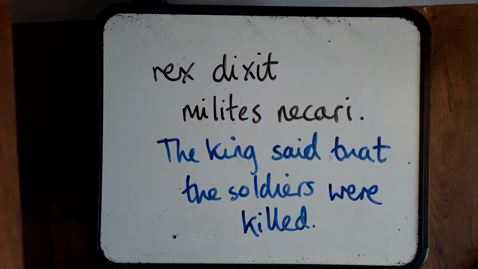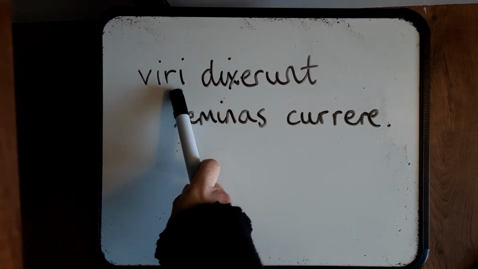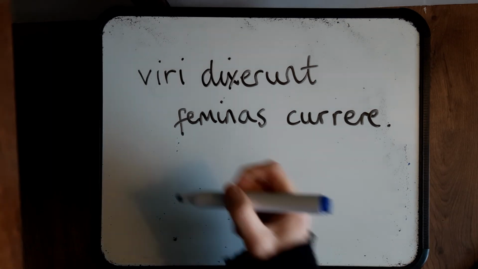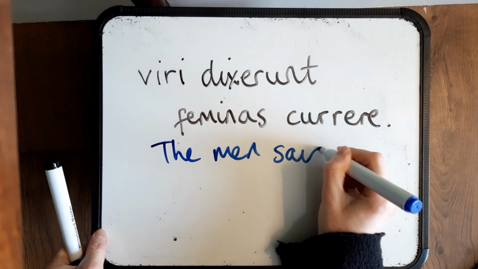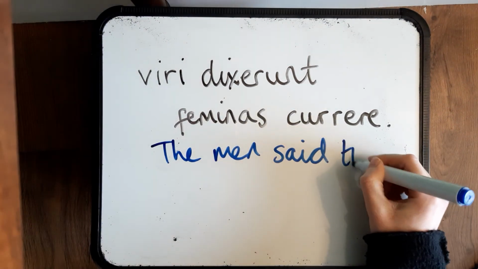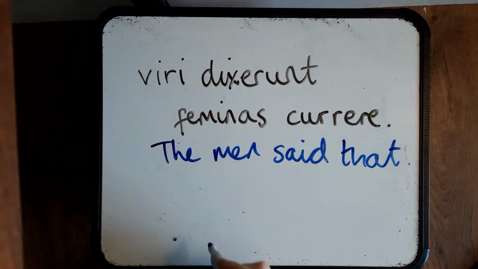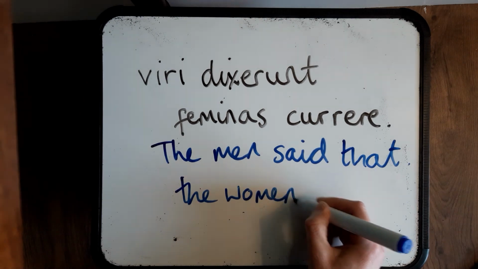Okay, I'll give you one more example and then I want you to have a go at exercise 9.18 on page 91. Okay, so this is another one in the past. This time it's a plural verb because we've got the plural men. So the men said, first off, pretty straightforward. Okay, then we have to insert the that. Then we translate our accusative. This time it's plural, the women.